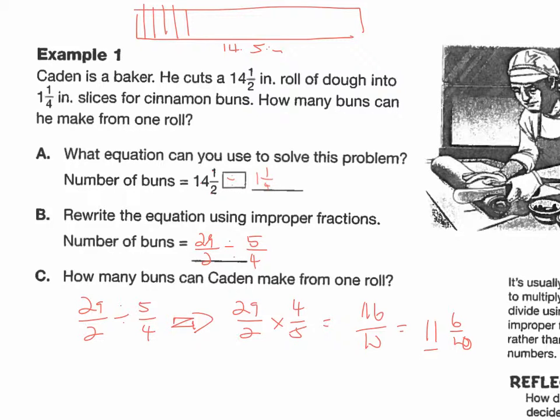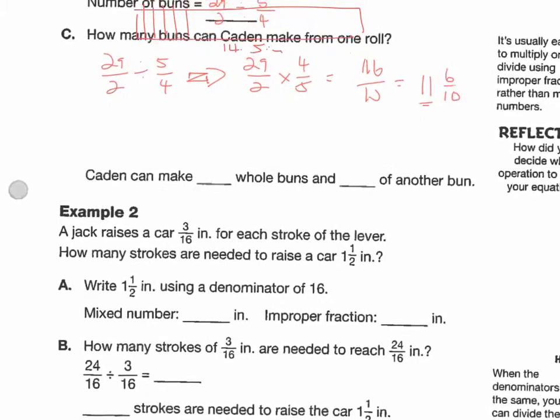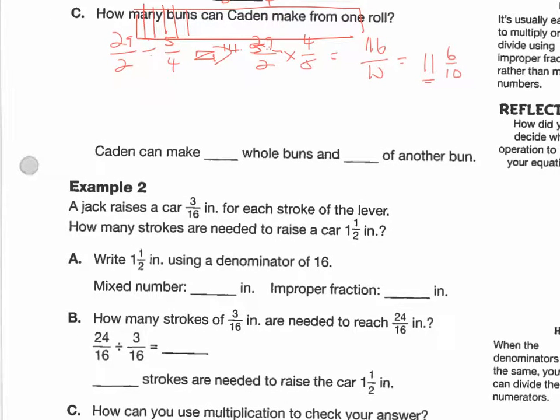So Caden can make 11 whole buns and 6/10 of another bun. You can write that in here, 11 whole buns. 6/10 also converts to 5 over 3, so that's the same as that.